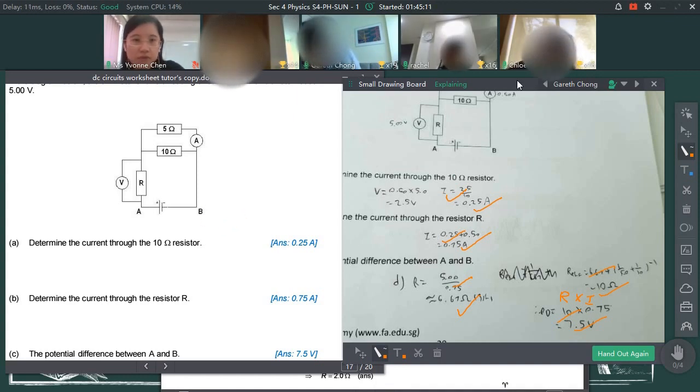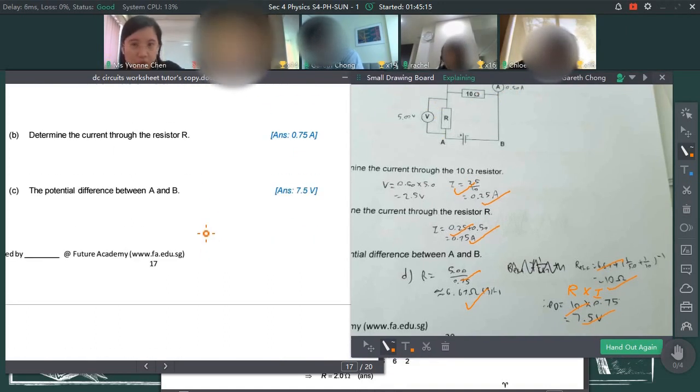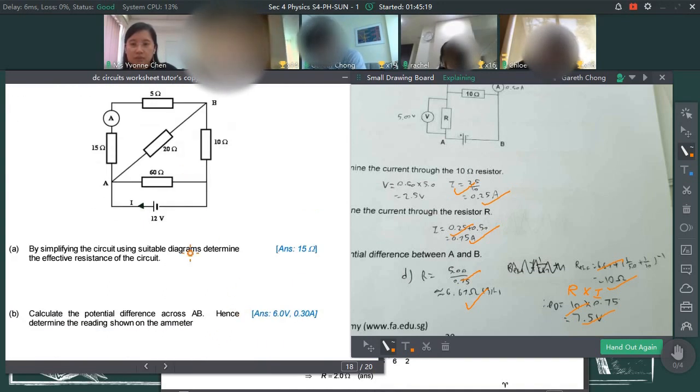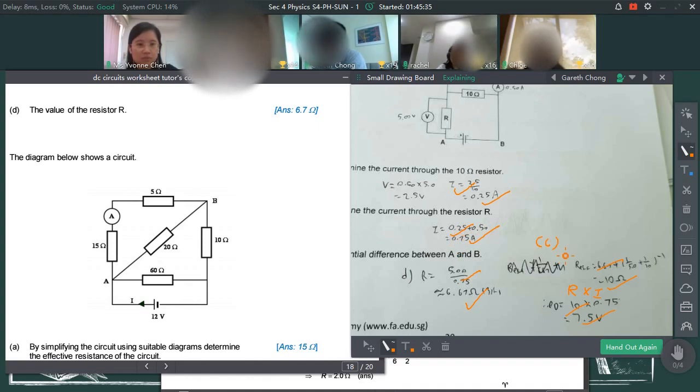You can take a look at Gareth's work. His work is very simple and straightforward. This is his PC.